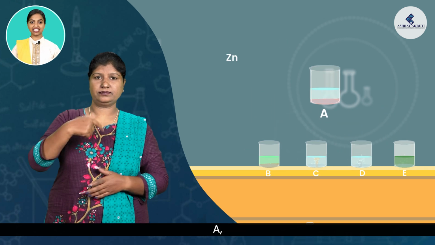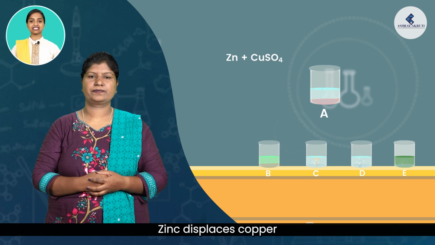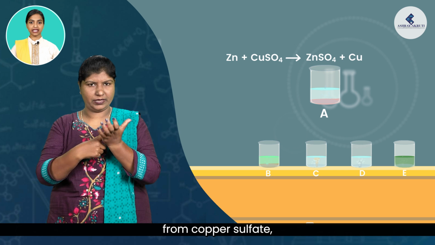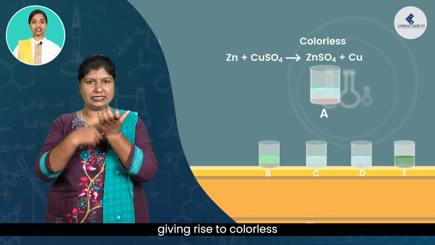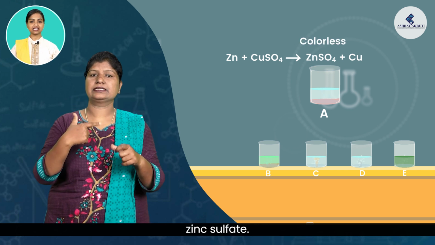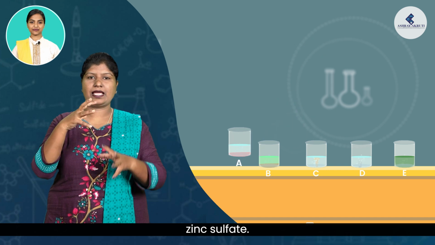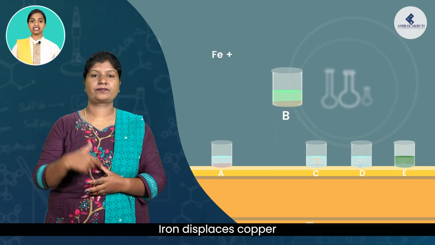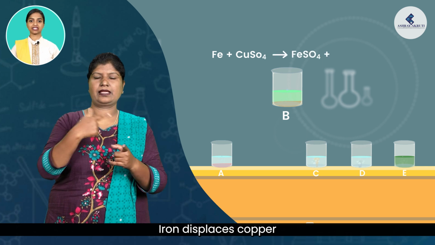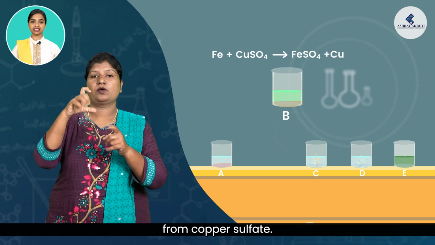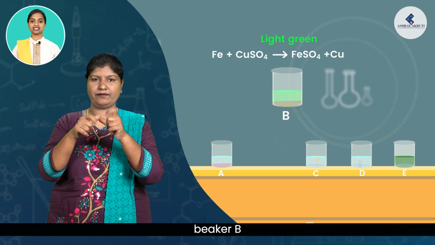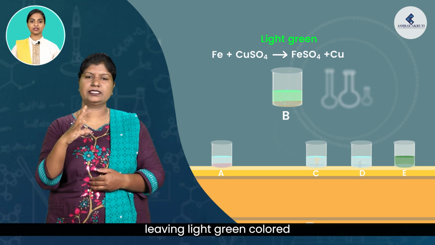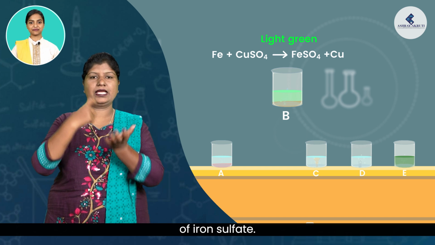In beaker A, zinc displaces copper from copper sulfate, giving rise to colorless zinc sulfate. Iron displaces copper from copper sulfate in beaker B, leaving light green color of iron sulfate.